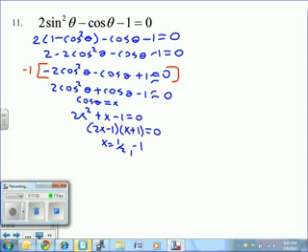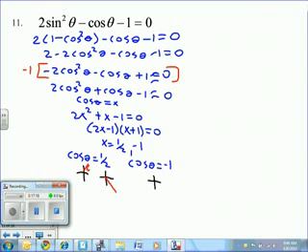Okay, so we now have cosine theta equals 1/2 and cosine theta equals negative 1. So where is cosine positive? The right side, so 1 and 4. And where does it equal 1/2? 60. That's our reference angle. Okay, and then where's cosine negative 1? 180. So you've got theta equals 60, 300, and 180 degrees.